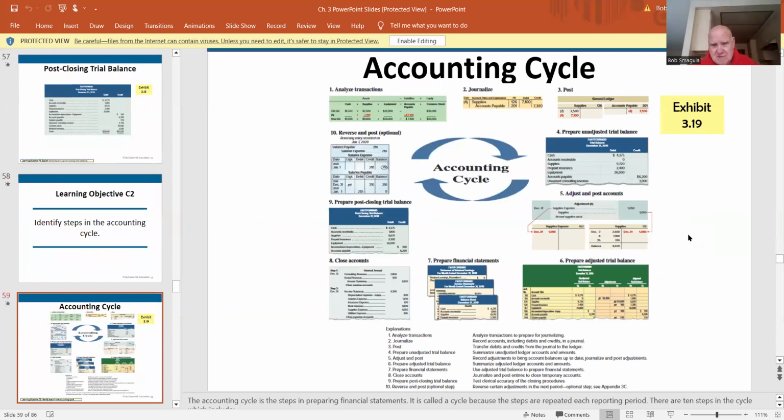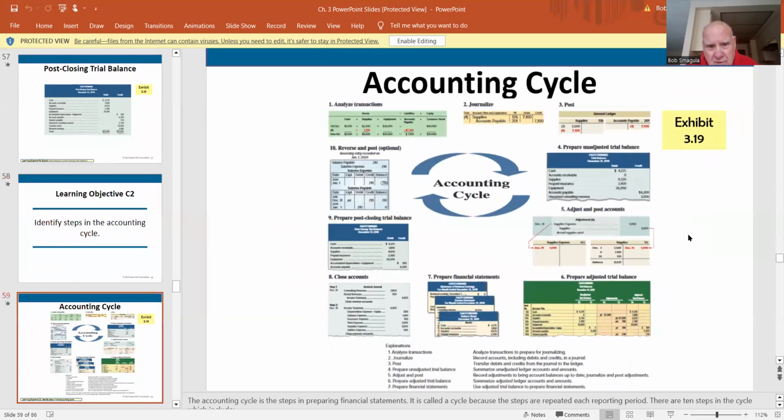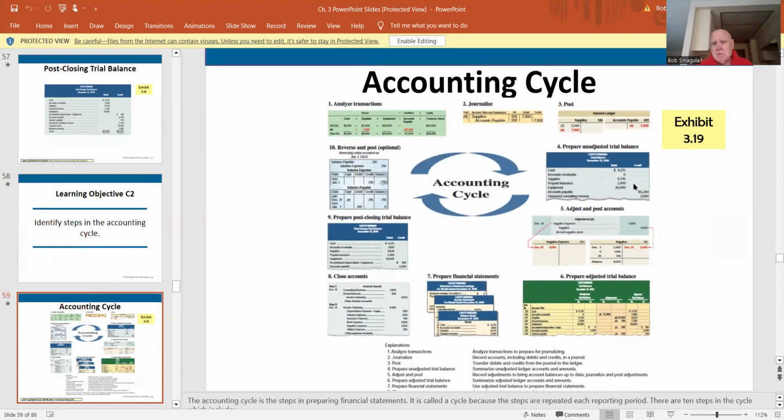Steps in the accounting cycle. I'll let you look at this on your own. They're just saying analyze, journalize, post. We'll go over it quickly. You analyze it. It starts with analyzing a transaction, maybe recording a payroll. You write your journal entry. You post to the ledger.